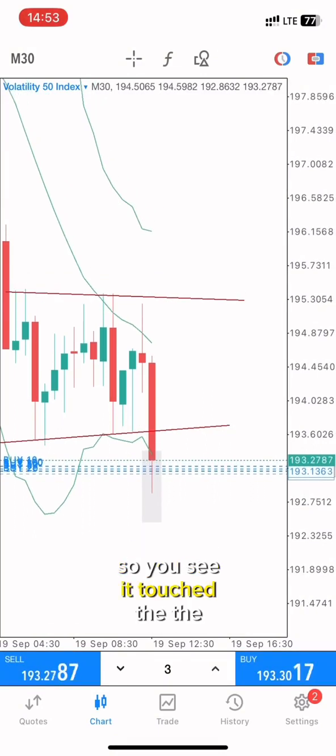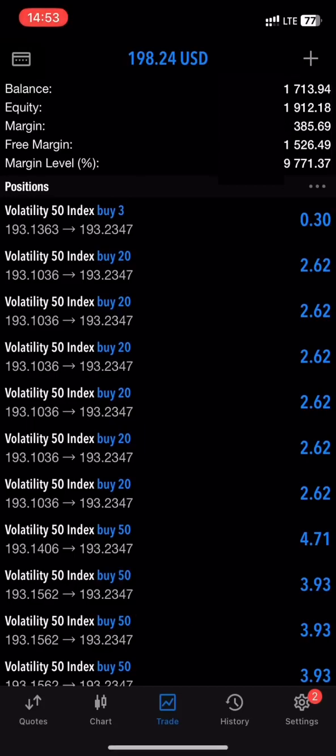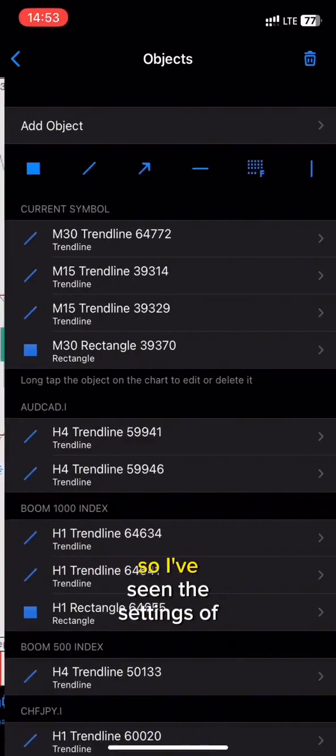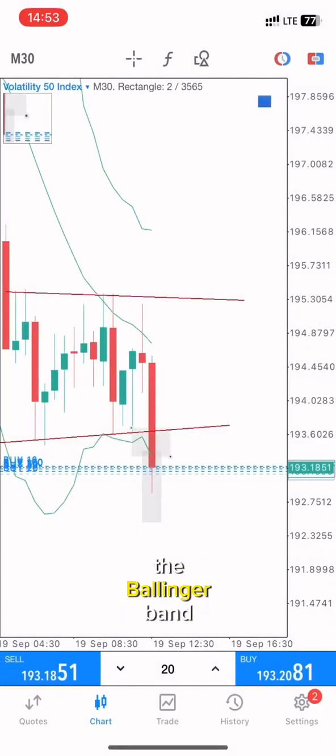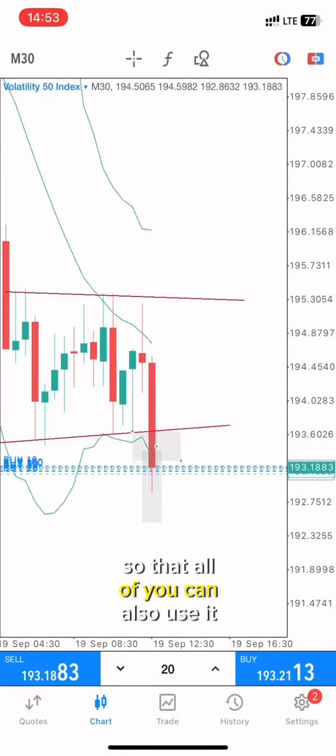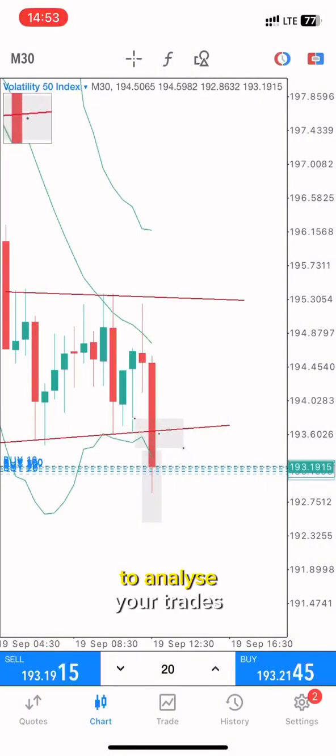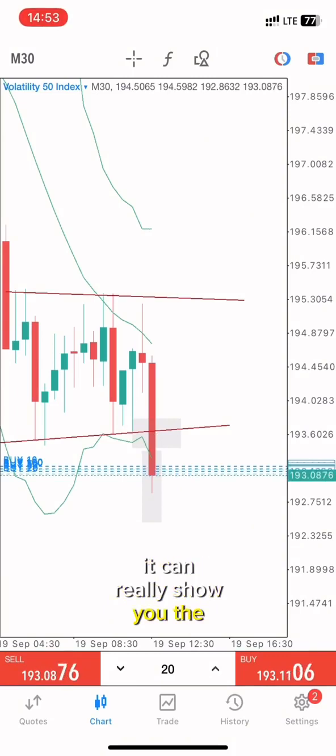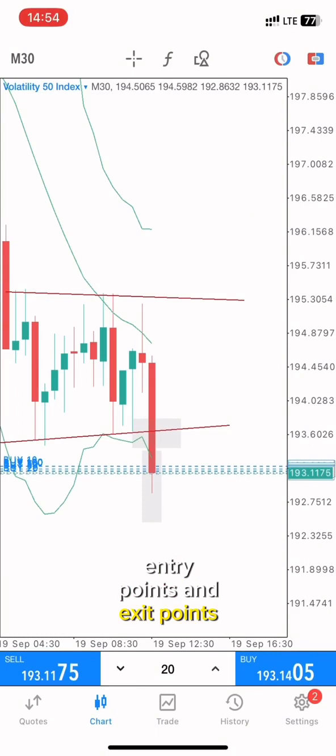So you see it touched the bottom part of the Bollinger Band, which means it's going to retest. I've sent the settings of the Bollinger Band in the Telegram group so that all of you can also use it to analyze your trades. When you're drawing trend lines, it can really show you the entry points and exit points.